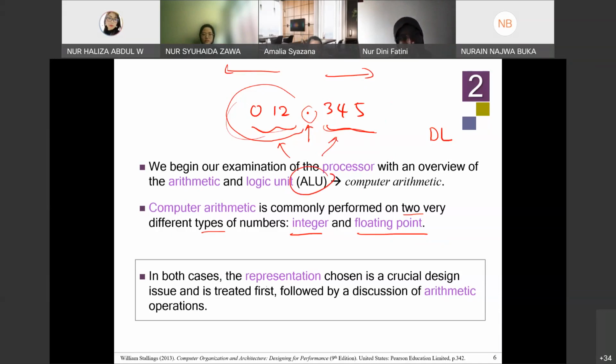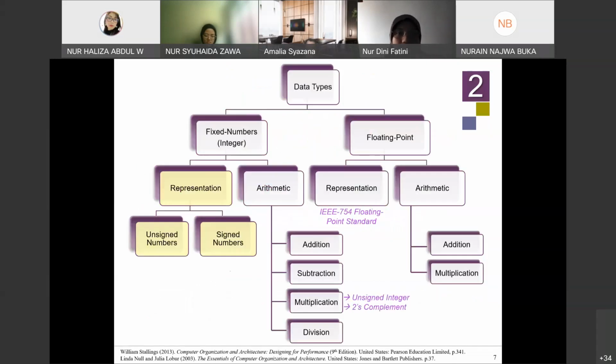In both cases, the representation chosen is a crucial design issue and is treated first, followed by the decisions on arithmetic operation. So here is data type. We have fixed and floating point.